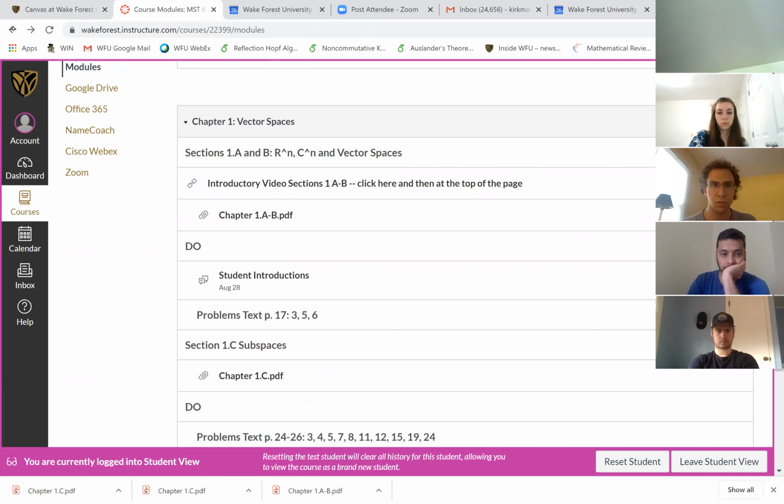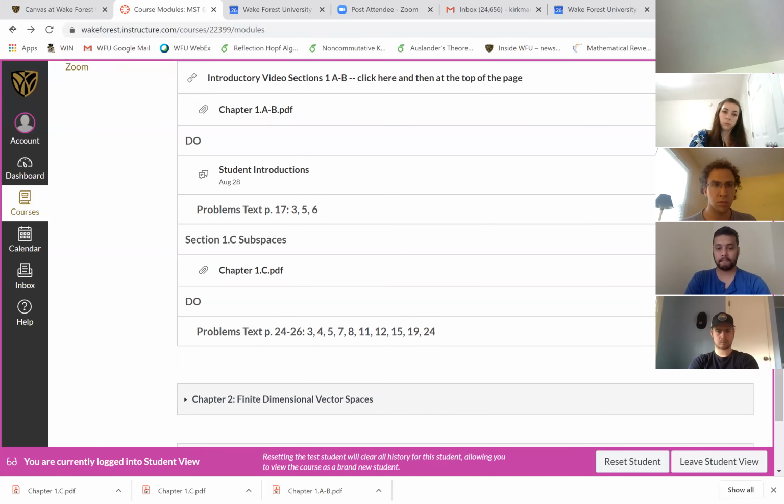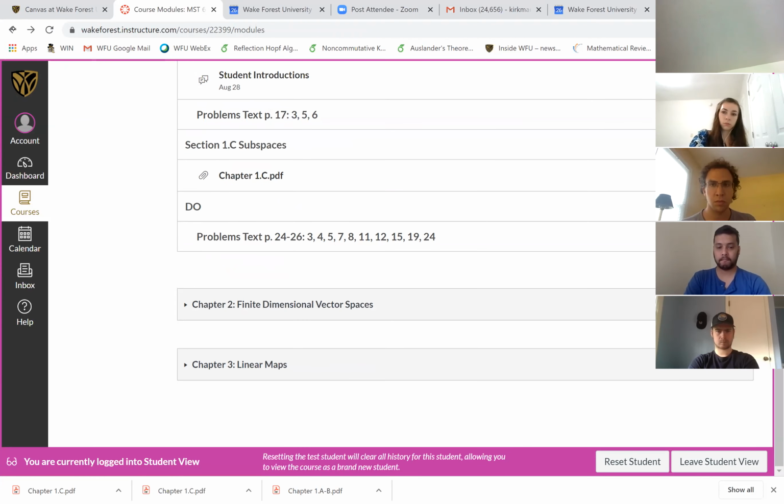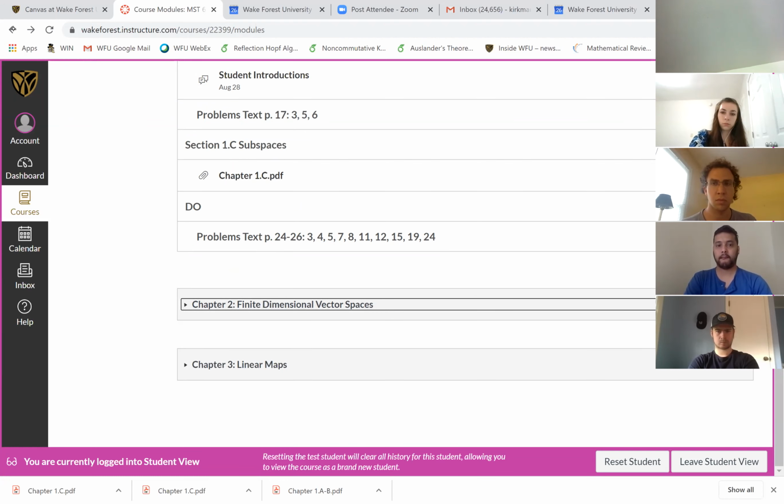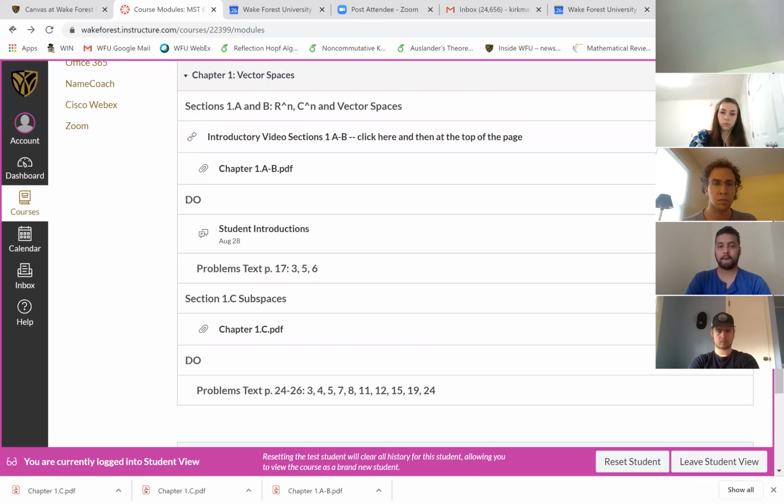These you won't turn in, but these are the problems in each section that I suggest you do. And then there will be an assignment. I guess I haven't posted it yet. Each Monday, I will tell you which problems to turn in, and then they'll be turned in every Friday. Those will be the ones that are graded, and it'll be a subset of these problems that I've assigned.